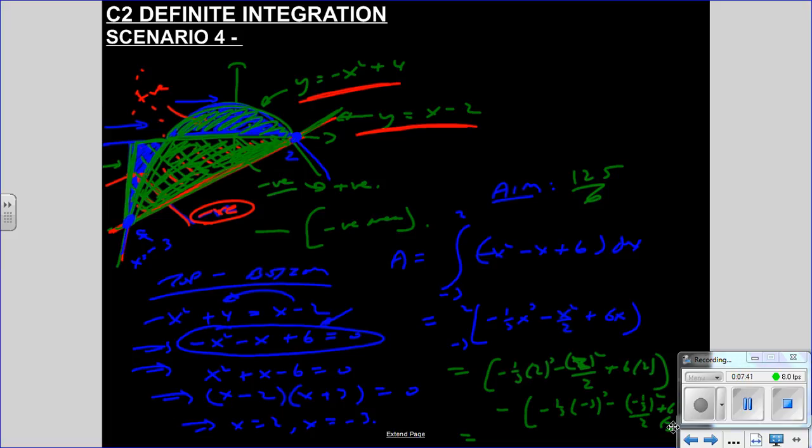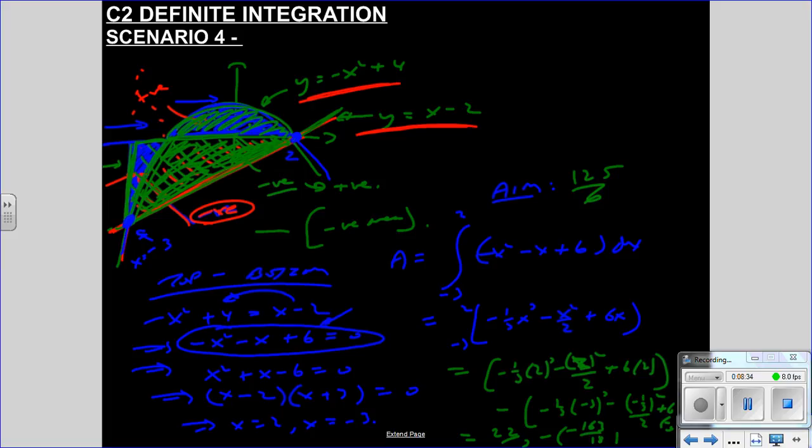Third, 8 minus, where are we? 2 plus 12, so that's 22 over 3, subtract, minus a third, minus 3 all cubed. Probably way quicker if you just use your answer button. I don't know why I'm bothering not doing that. Plus 6 times minus 3. Okay, so minus 163 over 18.